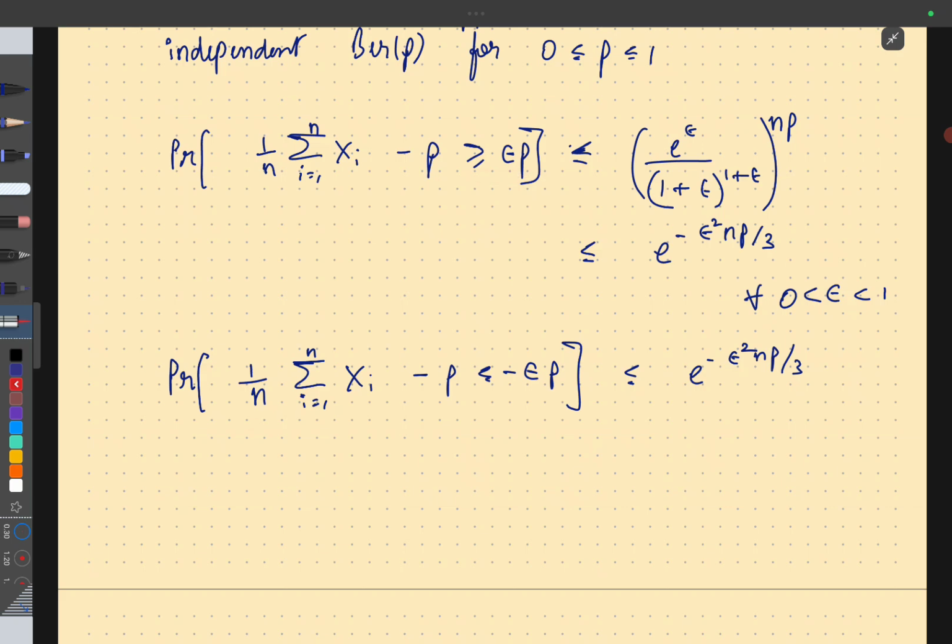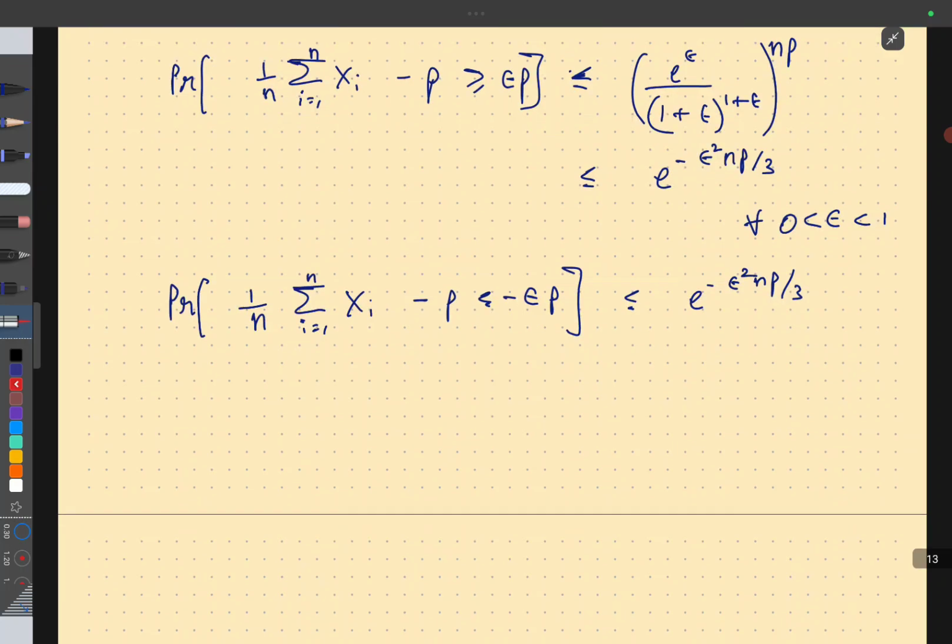Right? And this is that the empirical average is less than or equal to p minus epsilon times p. This is the modulus exactly. Yes, the modulus of this is greater than epsilon times p. That's true. But these are two events.